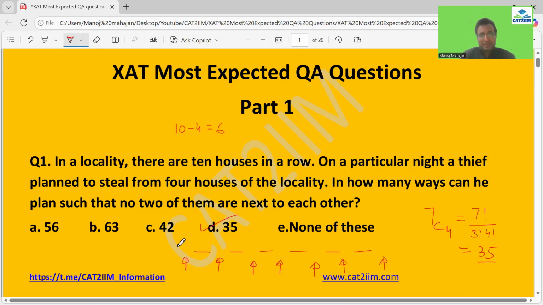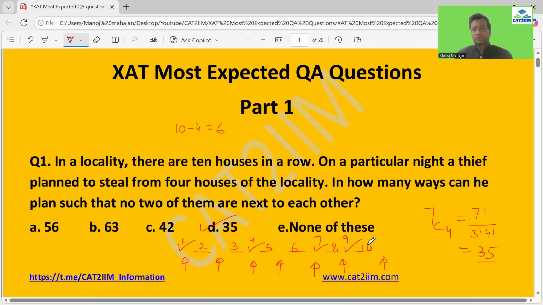So let's say I picked up one gap over here, one over here, one over here, and one over here. What I actually did is I picked up house number 1. I left out 2. I left out 3. I picked up 4. I left out 5. I left out 6. I picked up 7. I left out 8. I picked up 9. And I left out 10. If you look over here, we are able to do exactly what they are asking us to do in the problem.